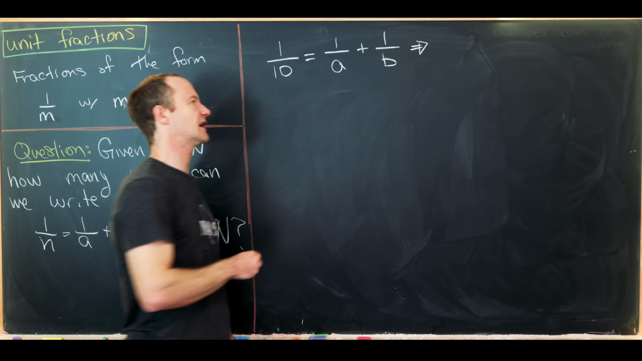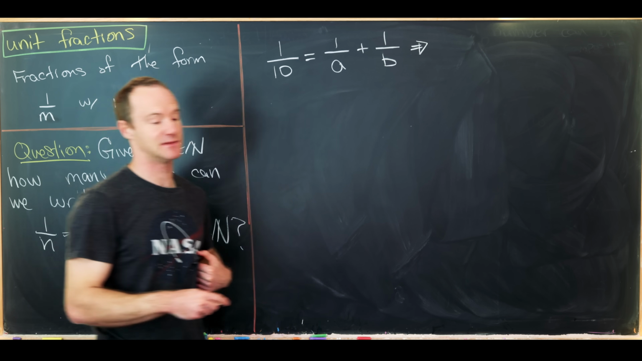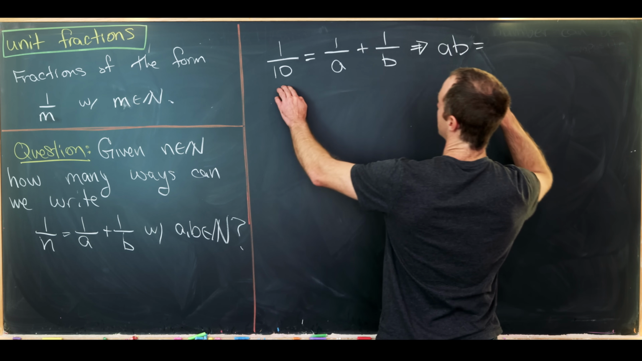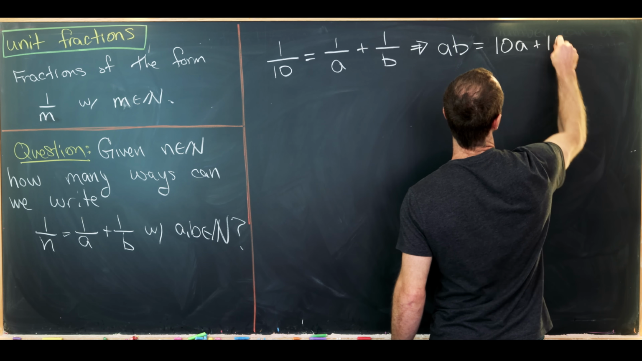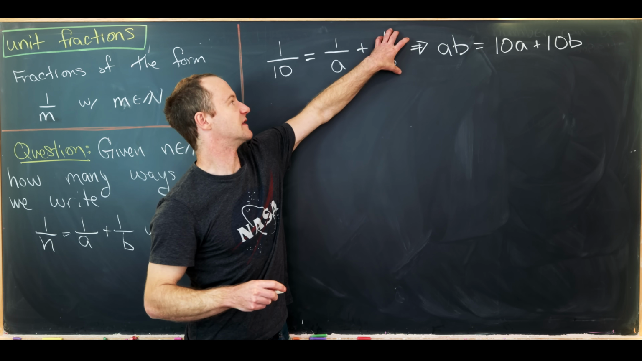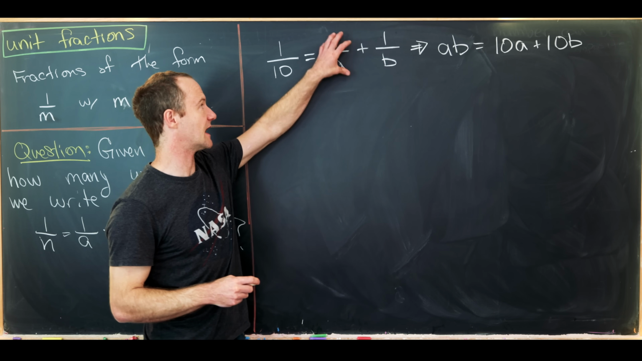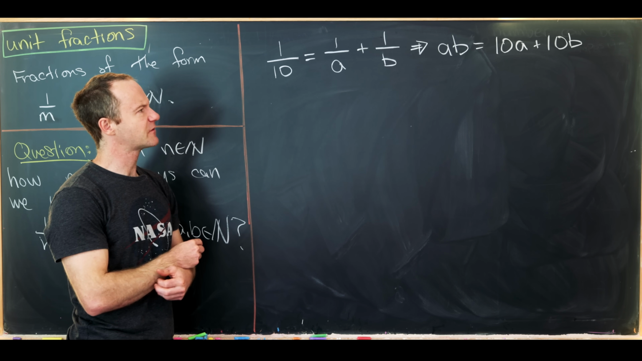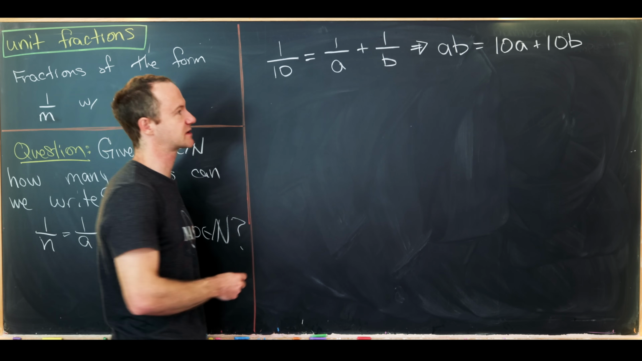So we can clear the denominators by multiplying both sides by 10 times a times b. So that'll give us a times b on the left-hand side, and then 10a plus 10b on the right-hand side. So multiplying this by 10ab, the b's will cancel and we'll be left with 10a, and likewise for this 1 over a term. And then from here, the general strategy is to complete the product.